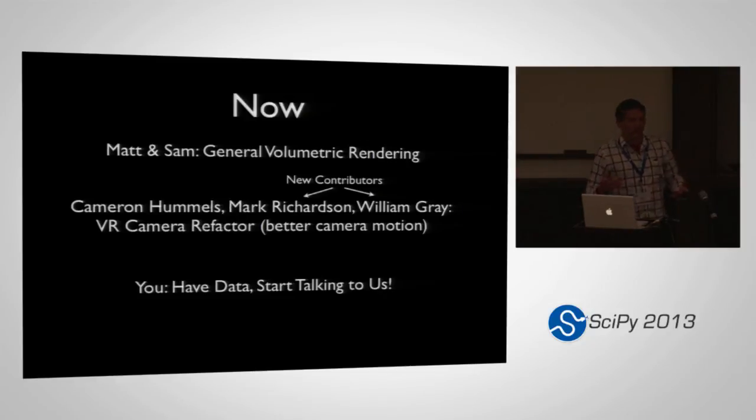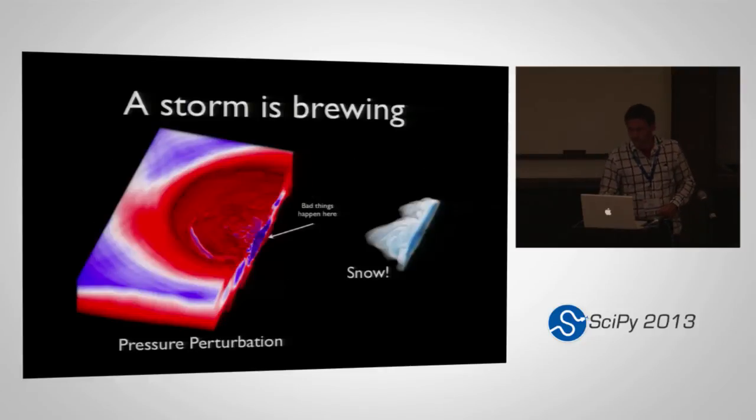So they're starting to work on some camera refactors to more easily specify the camera path. So what you should be doing is talking to us, because even if you're not an astronomer, we want to know what your data looks like and we want to talk to you, because if this looks good to you, you should talk to us. A few examples of people who came out and talked to us.